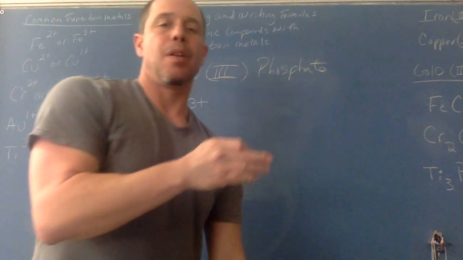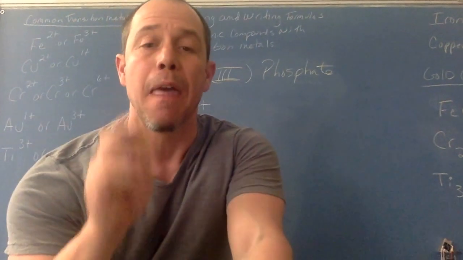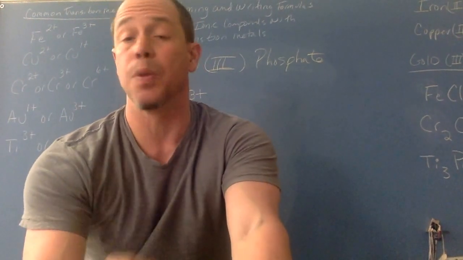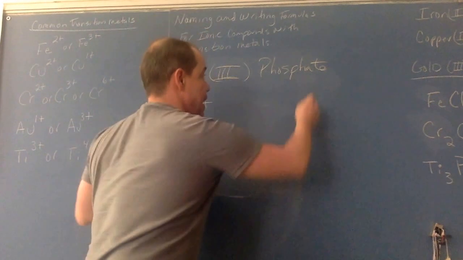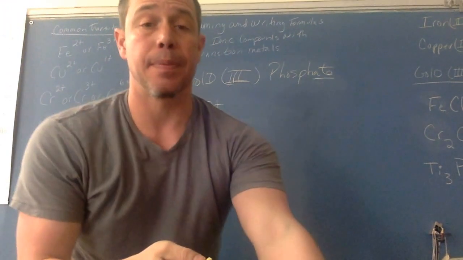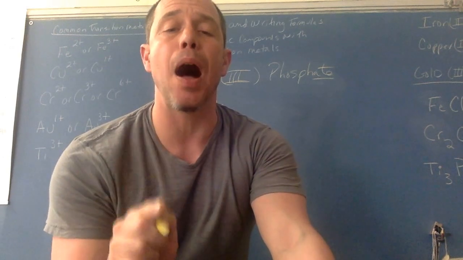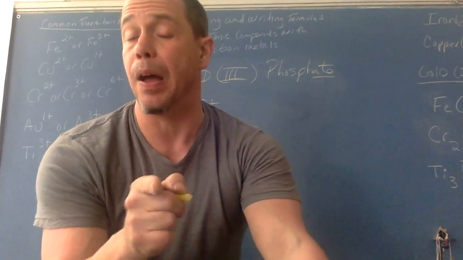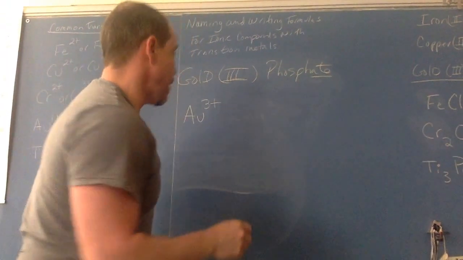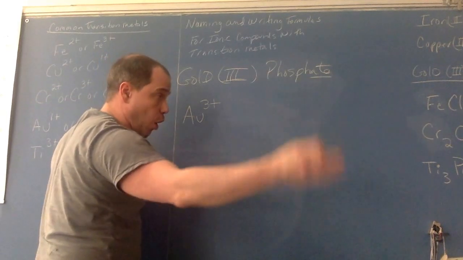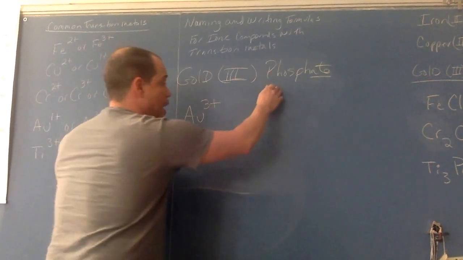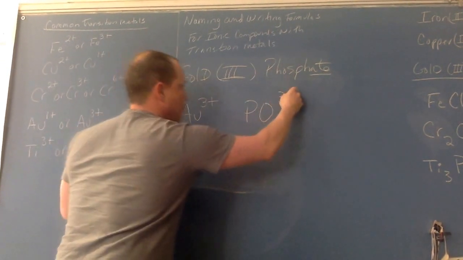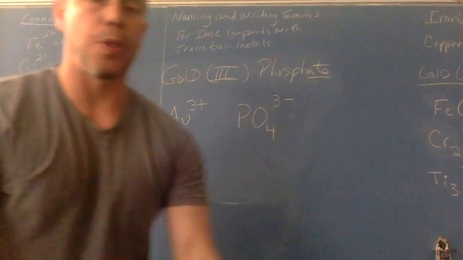I have an anion. This anion, as you guys probably see, has an ending of ate, not on the periodic table, right? How do I know? Because that ending ate tells me that it is a polyatomic ion. It might be ite. If it was ite, it would also be a polyatomic ion. If it's ide, it's not. So this is phosphate. I know from looking at my polyatomic ion chart that phosphate is PO4 3 minus, all right?